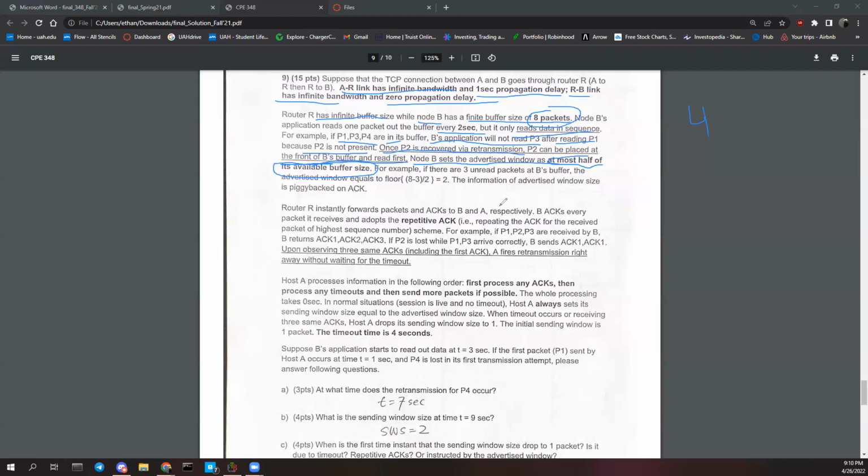The information of the advertised window size is piggybacked on the ACK, so you don't need to send an extra message to tell them about the advertised window size. Router R instantly forwards packets, so no prop delay across the router, and ACKs to B and A respectively. B ACKs every packet it receives and adopts the repetitive ACK, i.e. repeating the ACK for the received packet of highest sequence number. For example, if P1, 2, and 3 are received by B, it returns ACK 1, ACK 2, ACK 3. If P2 is lost while P1 and 3 arrive correctly, B sends ACK 1, ACK 1. So that'll let you know that P2 did not arrive, but P3 did.